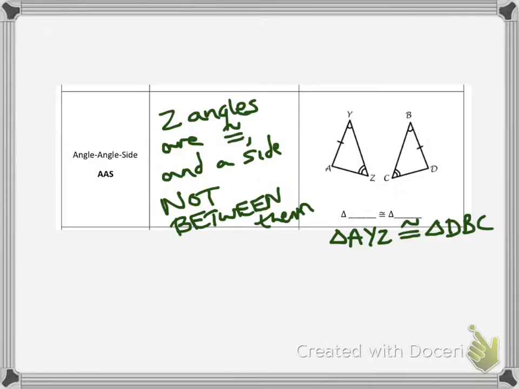So if you have two corresponding angles that are congruent, and the side that's not between them, you can say that the triangles are congruent. In this case, triangle AYZ is congruent to triangle DBC. So between this one and the last one, we can say if we have any two angles and any one side, because the side can be between them for ASA or not between them for AAS, either way, we can say that the triangles are congruent. And if we have two sides and an angle between, we can say it, or all three sides.